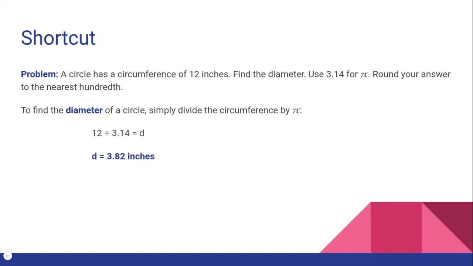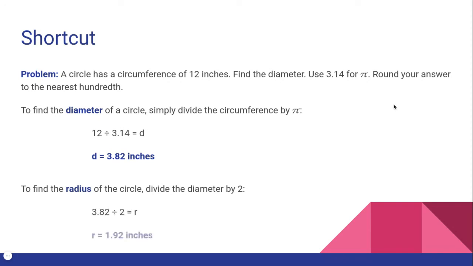So we have a diameter of 3.82 inches. Now, if you want to find the radius of the circle, you're just going to divide your diameter by 2, and you get a radius of 1.91 inches.